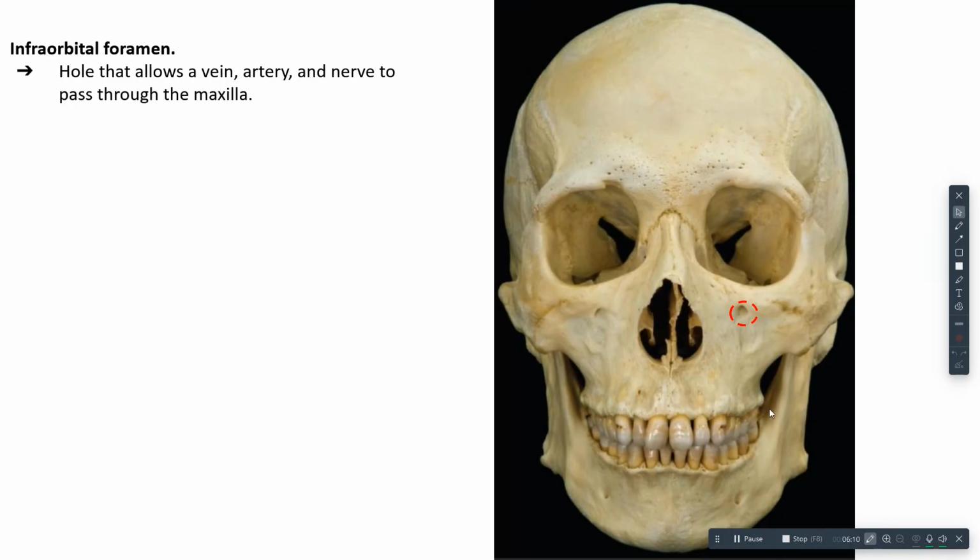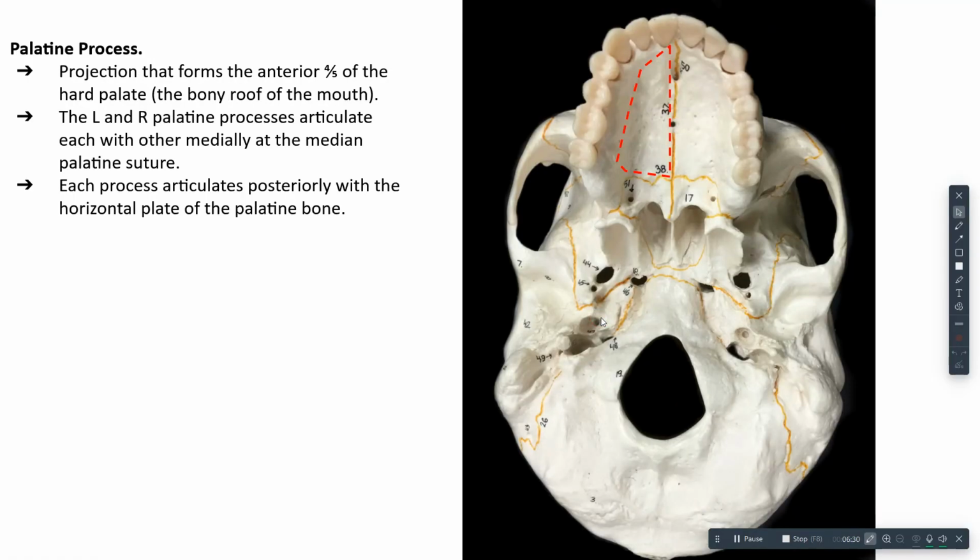Now, right below the orbit, we have the infraorbital foramen. Of course, the name means hole below the orbit, below the eye, and a vein, artery, and nerve all sneak through that passageway. And of course, 2 maxillae, so we see this hole on each side.